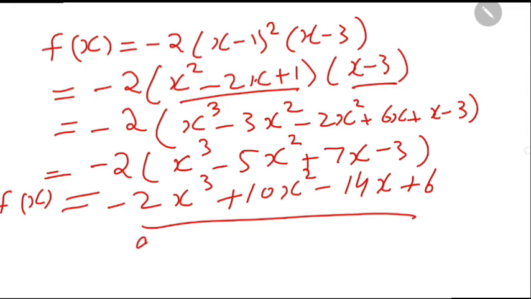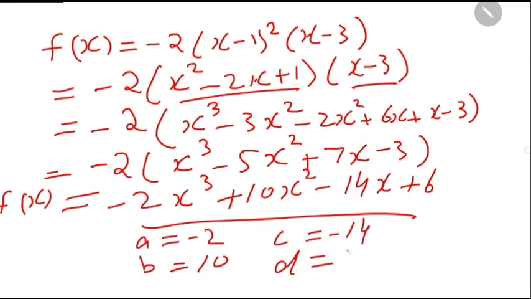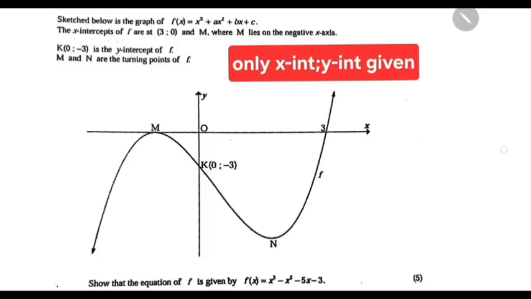So there we got a, we got negative 2, and b we got positive 10, c we got negative 14, d we have y-intercept 6. So this is the last type. Only x-intercept and y-intercept are given.